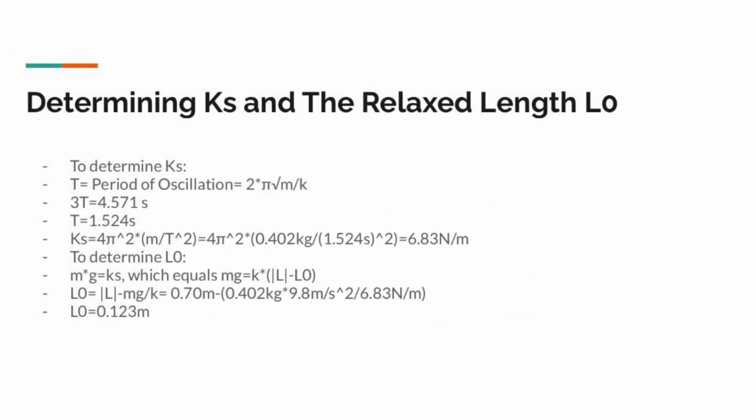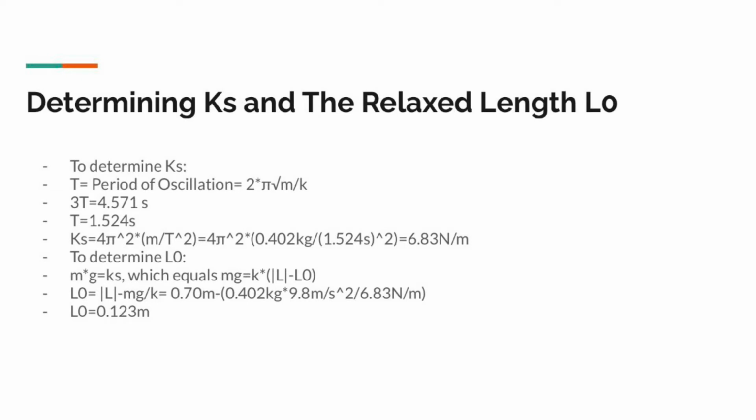Next, I determined the spring constant and relaxed length L0 by using the period of oscillation, which is 2 times pi times the square root of the mass divided by the spring constant. However, first I determined T by taking 3 oscillations, then dividing it by 3 to give 1.524 seconds, as in the edX videos. Then I rearranged the equation to determine the spring constant, which is 6.83 newtons per meter.